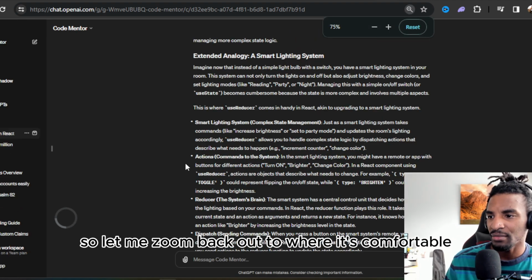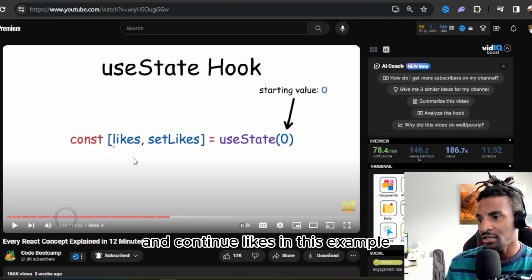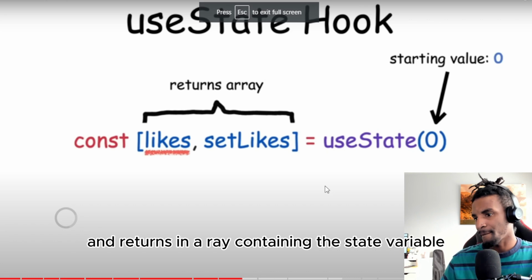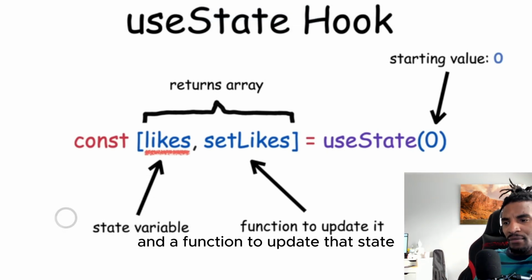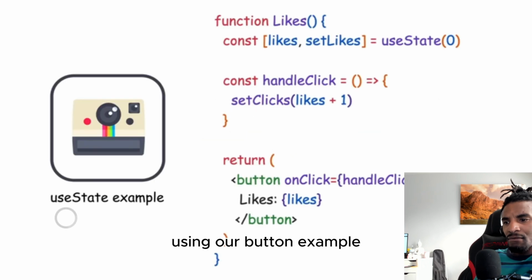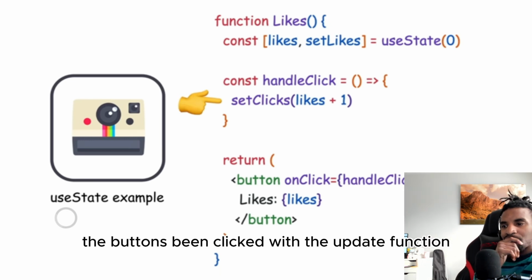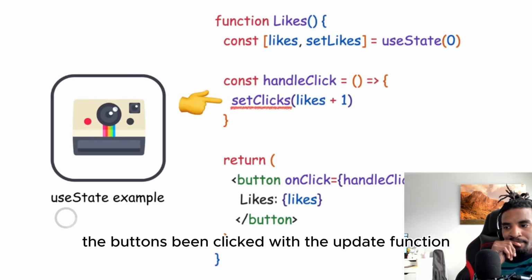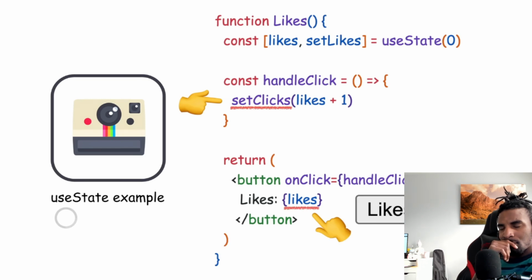So let me zoom back out to where it's comfortable and continue. Like in this example, it returns an array containing the state variable and a function to update that state. Using our button example, we could also update the number of times the button's been clicked with the update function, setClicks, and display it in the button with the state variable likes.